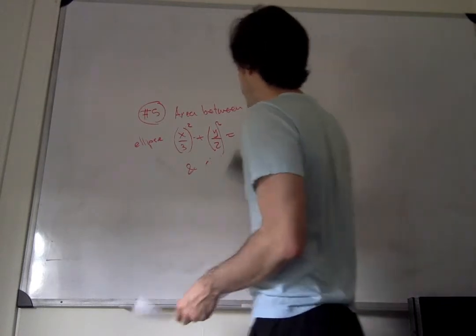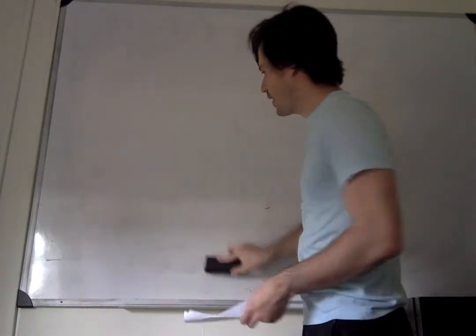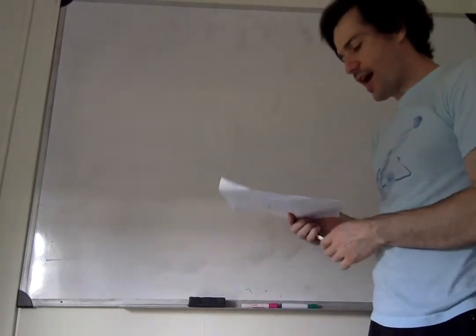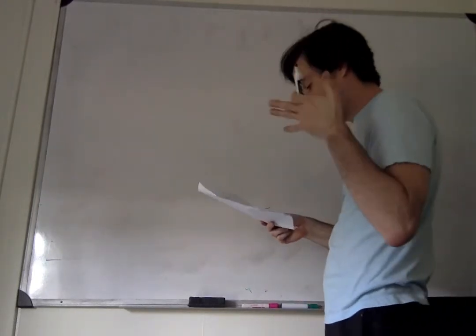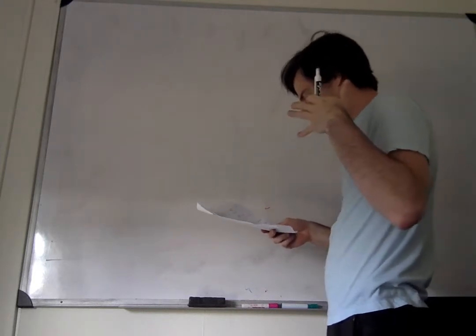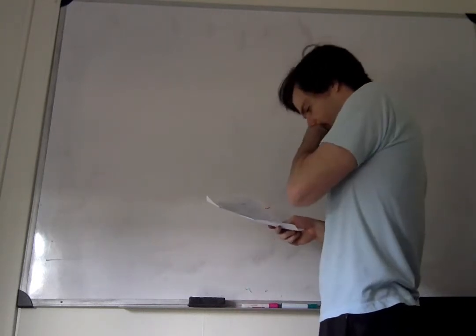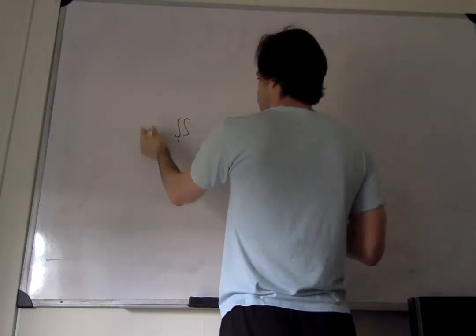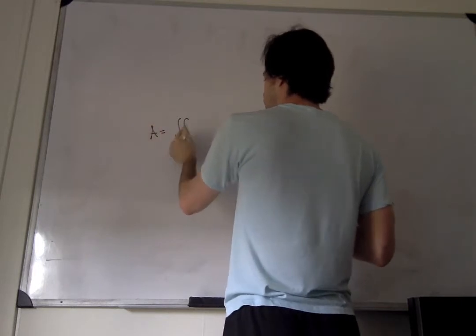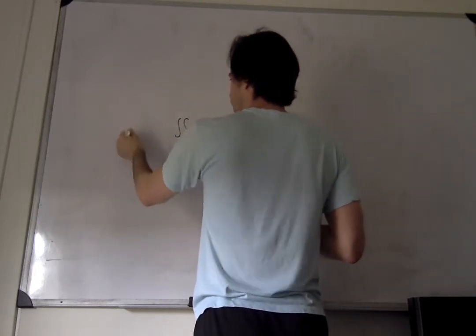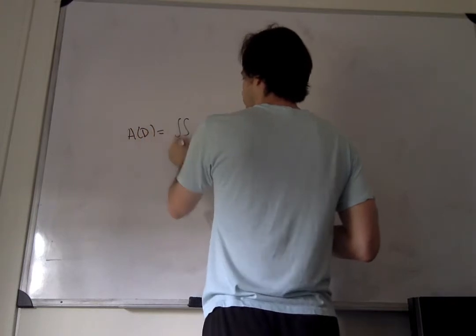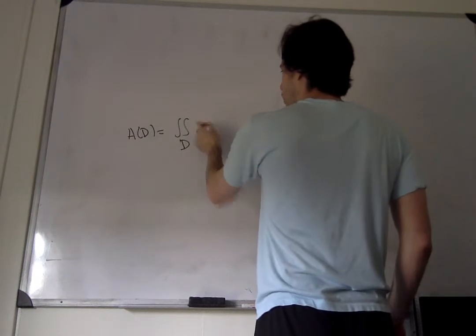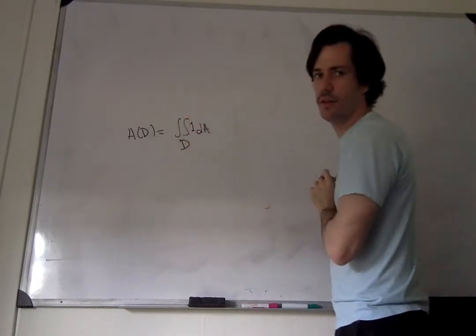Okay, so there's actually an example from your book. It tells you how to use Green's theorem in this exact setting. So if you want to find an area, the area of a domain is the double integral over that domain, right? Like this. There's this 1 hiding here.